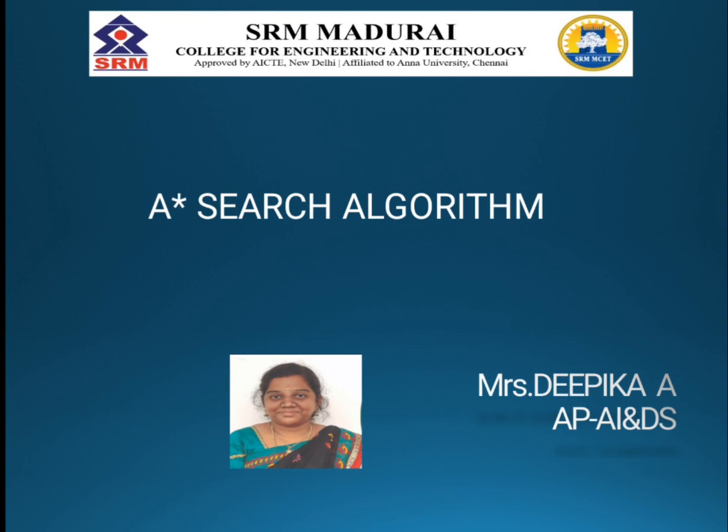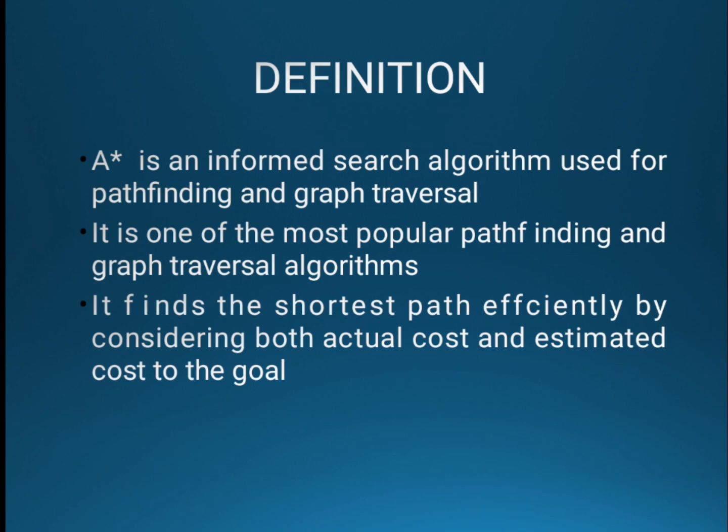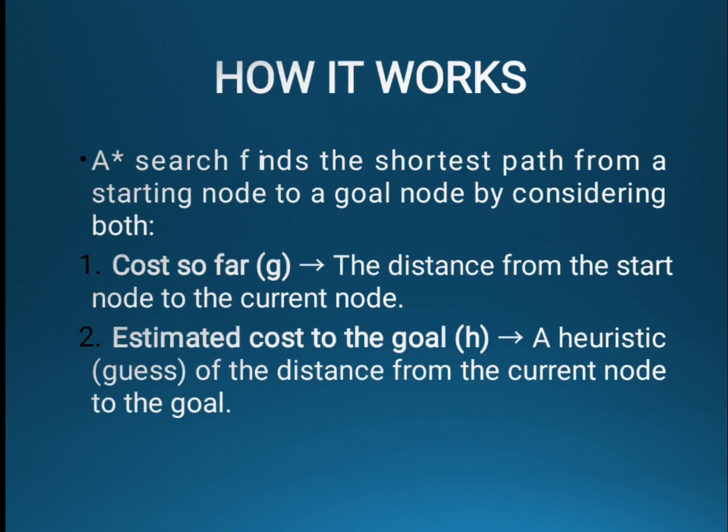Today, the topic we are going to discuss is the A-star search algorithm. So, basically, A-star search comes under the informed search algorithms. It's mainly used for finding the shortest path from the starting node to the goal node. It calculates the shortest path by calculating two different values, that is, the value of g and the value of h.